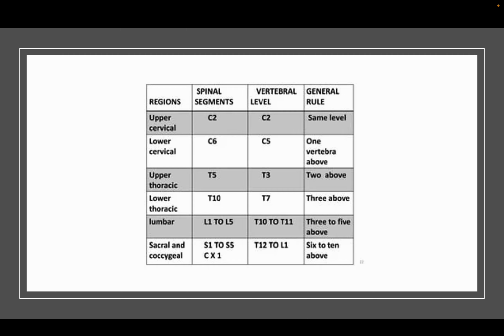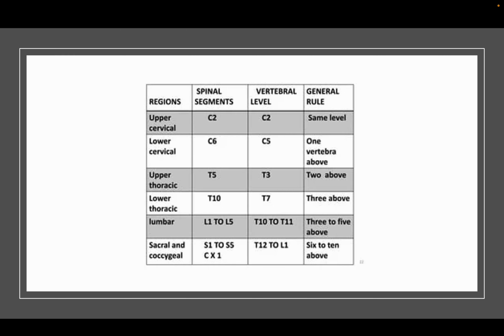So upper cervical corresponds to the vertebral level, lower cervical generally 1 above, upper thoracic -2, lower thoracic T6 to T9 -3. At T10 you generally find L1, L2. At T11 you will find L3, L4. At T12 you find generally L5. At L1 you find most of the sacral fibers. That is how you can.